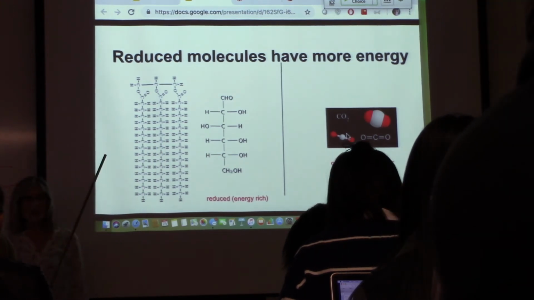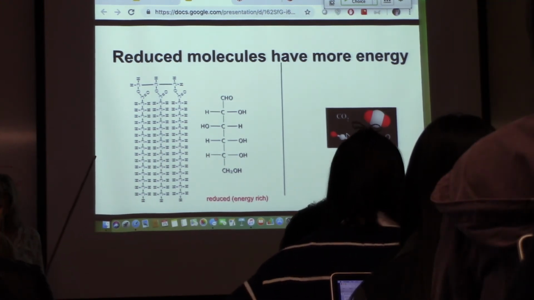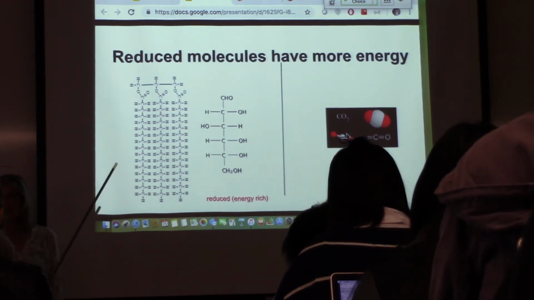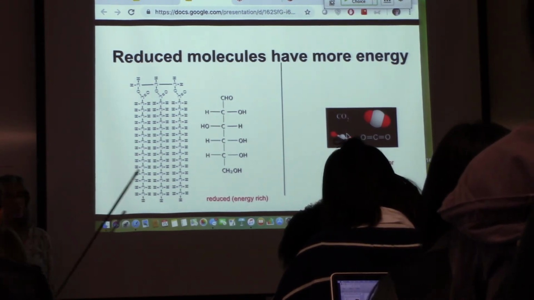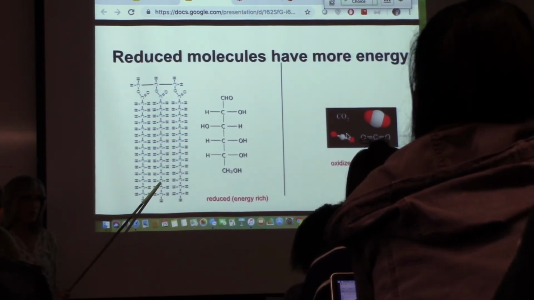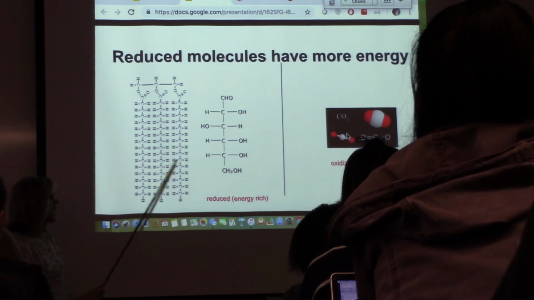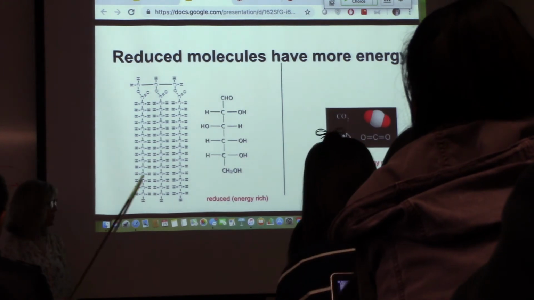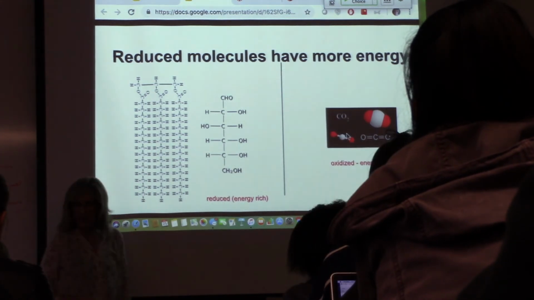So we care about energy, oxidation, and reduction in biochemistry because in the process of cells getting energy from molecules, cells take highly reduced molecules or moderately reduced molecules, and we oxidize them all the way down to CO2 and water. That's where the energy comes from. It comes from starting with a reduced molecule and creating more highly oxidized molecules.